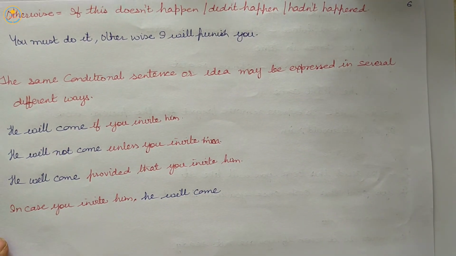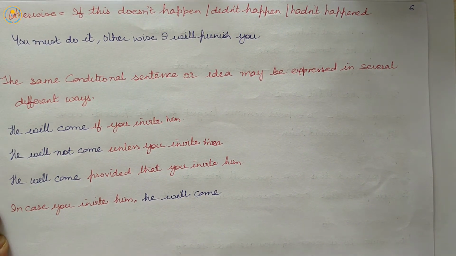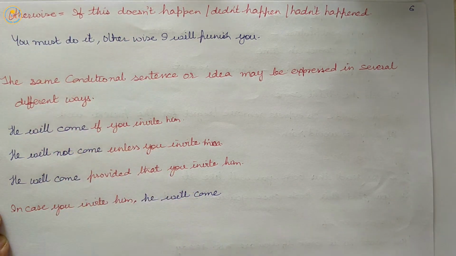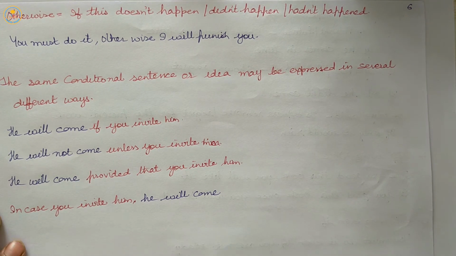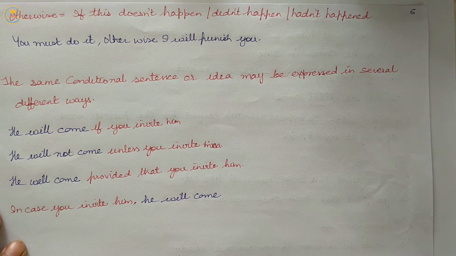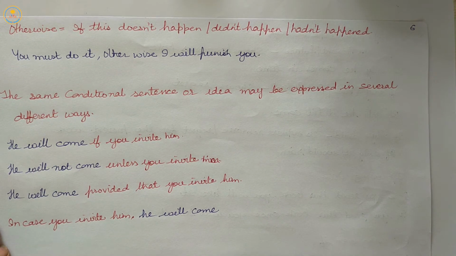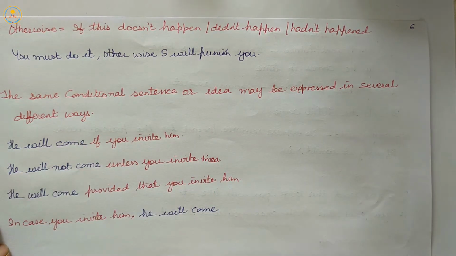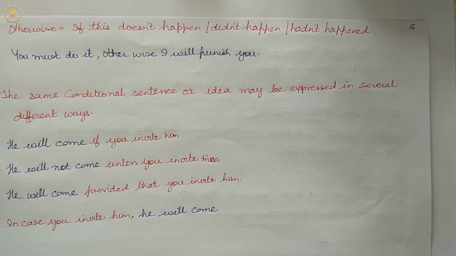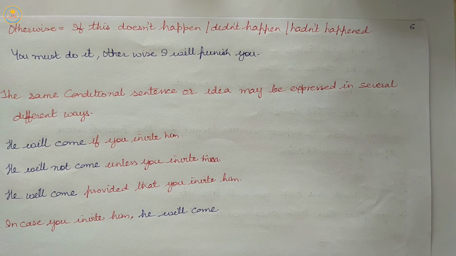Next, otherwise. We use otherwise for if this doesn't happen, didn't happen or hadn't happened. Example, you must do it. Otherwise, I will punish you.